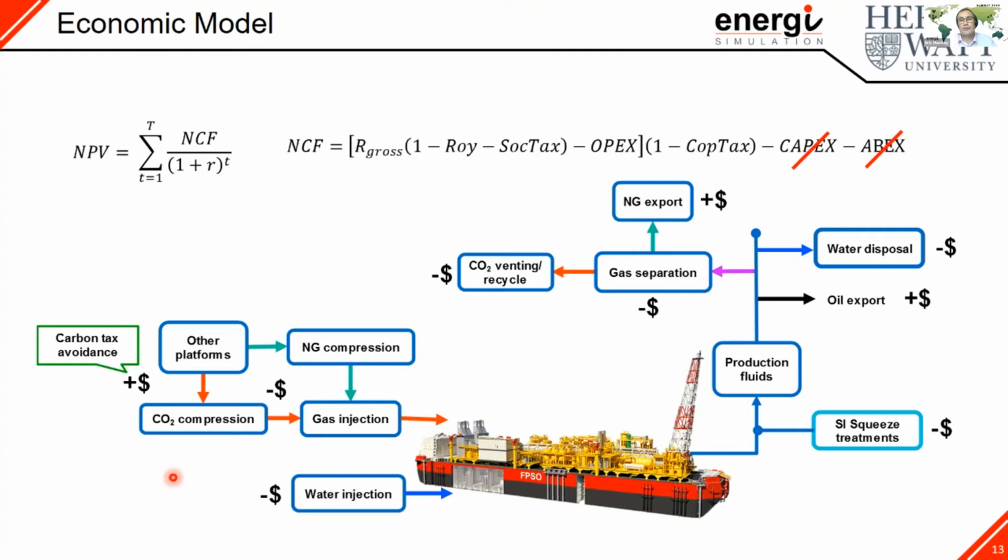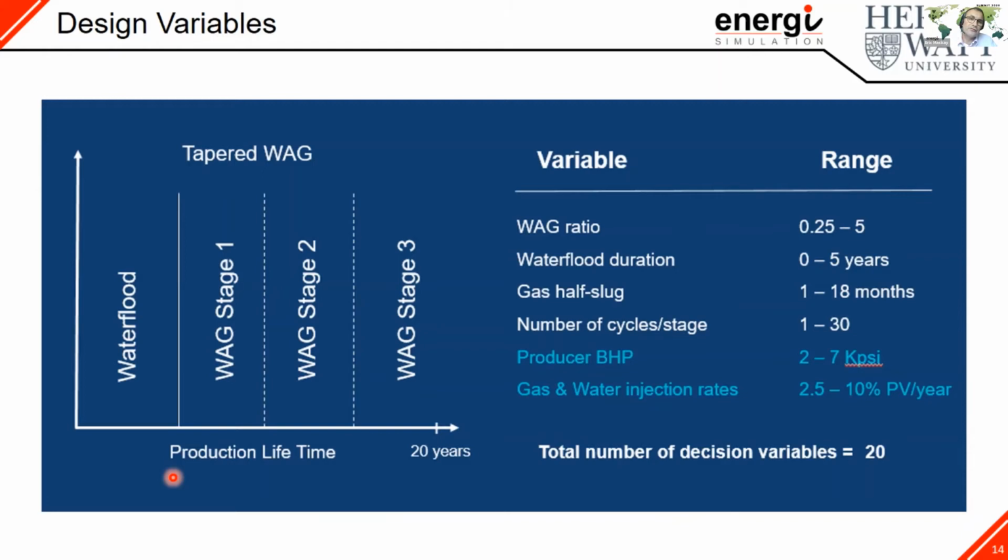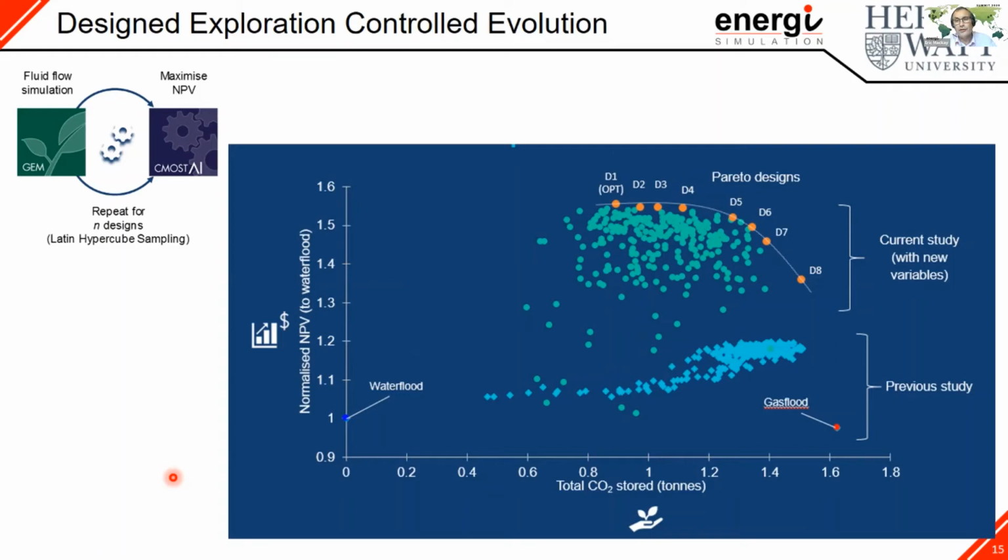And our objective is to try and optimize the WAG design. It's going to be an initial water flood period and then followed by various WAG stages over a 20-year period. And on the right-hand side, you have a list of the variables that will be included in the optimization process. The optimizer used was CMOST, and the calculations we're presenting here are the second in a suite. So you can see in light blue, those dots are from the first suite of calculations.